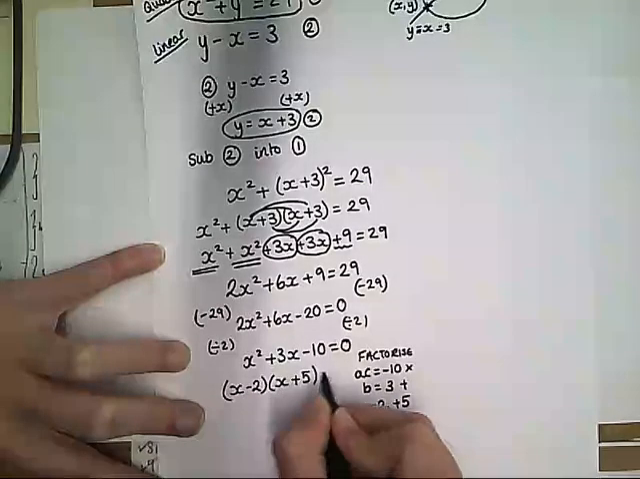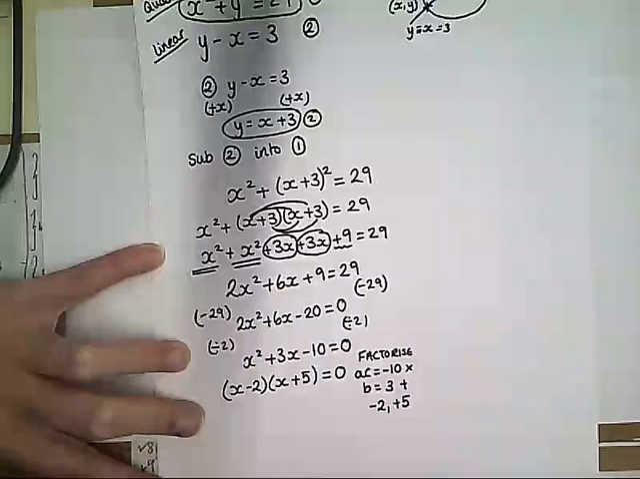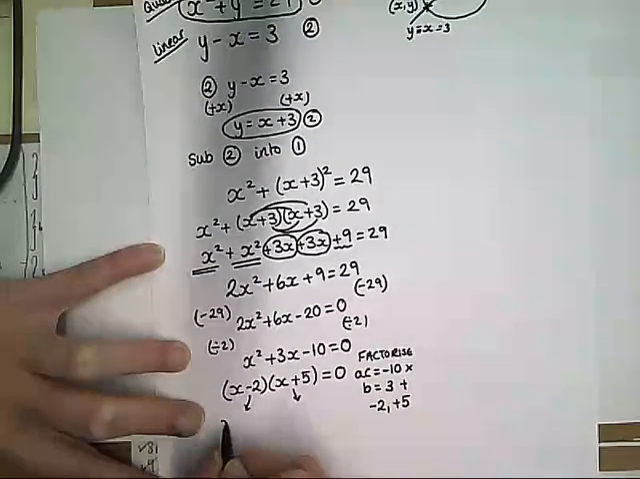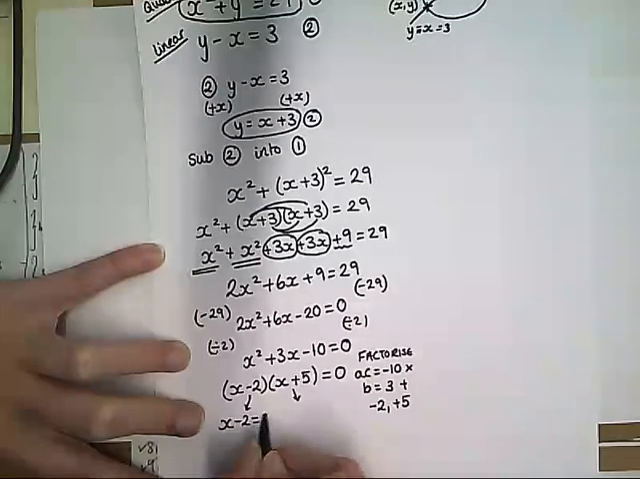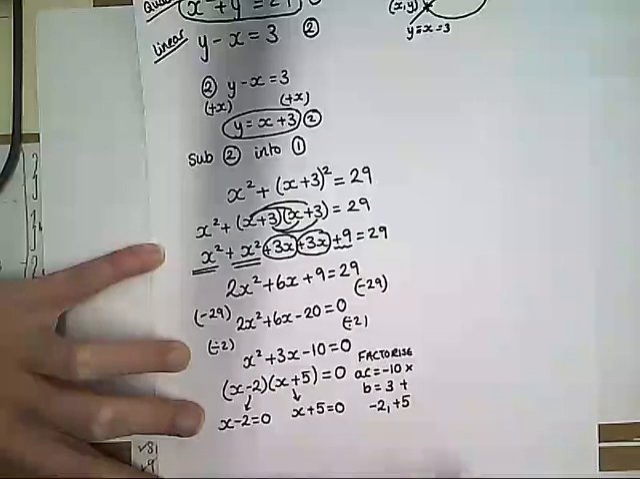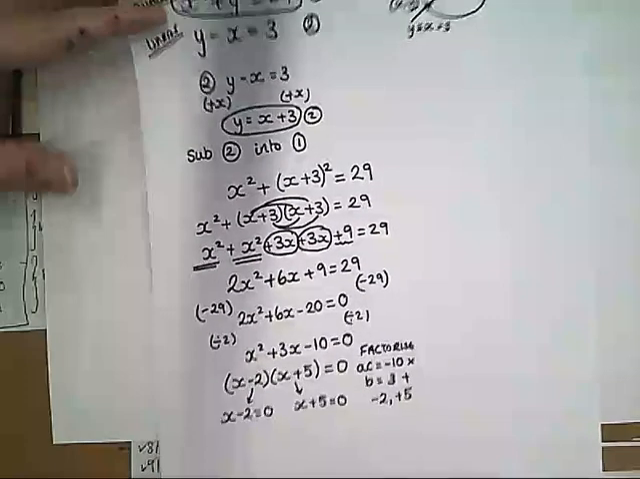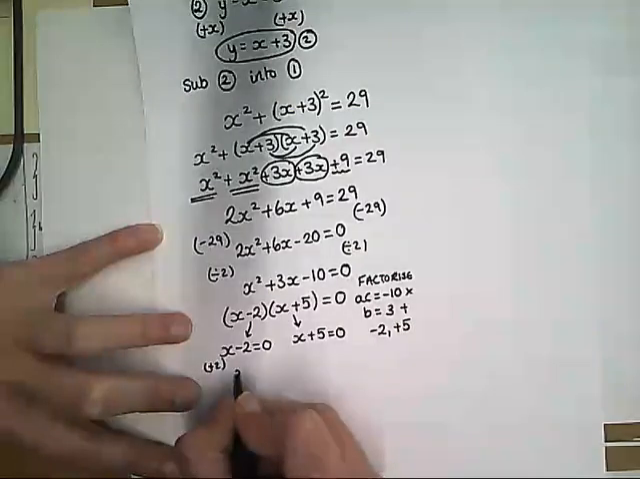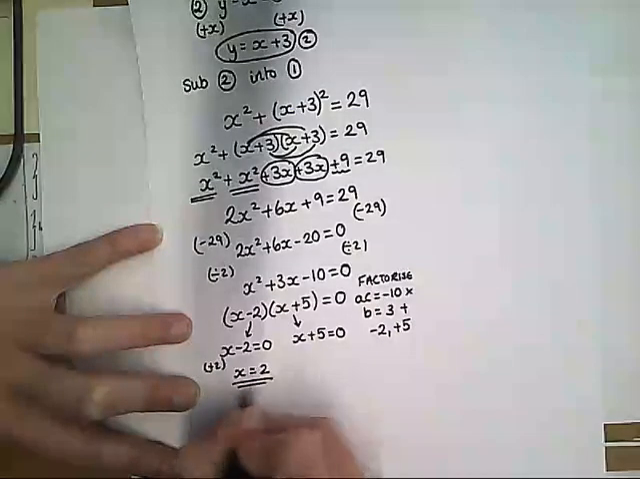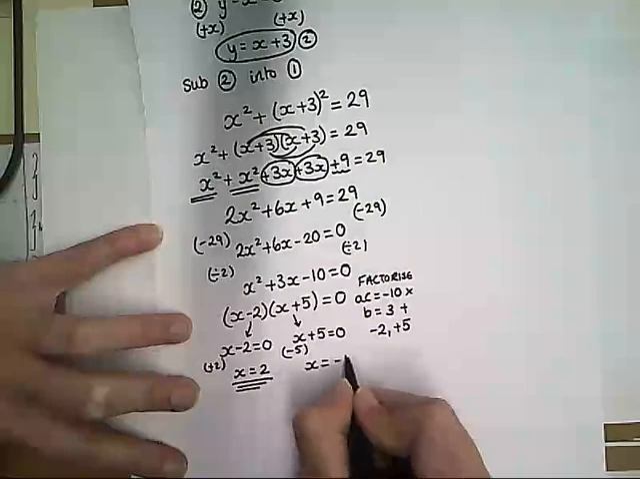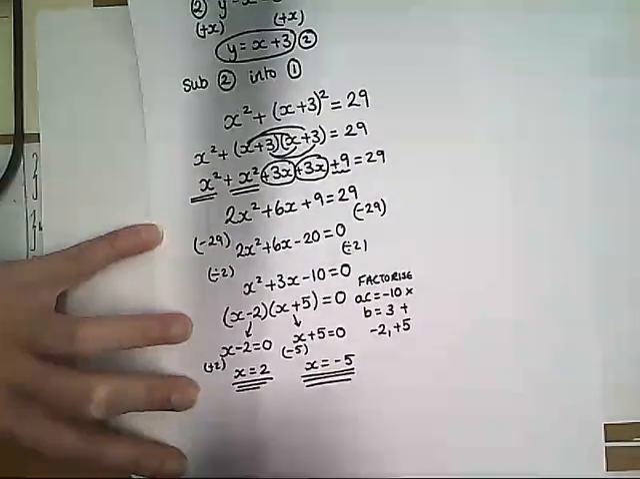and that must equal 0. Then you take each bracket and make it equal to 0. So x minus 2 equals 0, x plus 5 equals 0. We're then trying to find what x is. So we add 2 to both sides to give us x equals 2, and we subtract 5 from both sides to give us x equals minus 5.